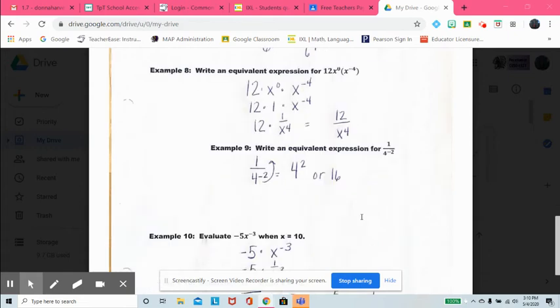Then our very last one, 1 over 4 to the negative 2, you're just going to bring it up, so you would get 4 squared equals 16.